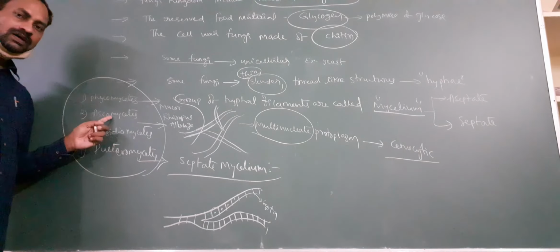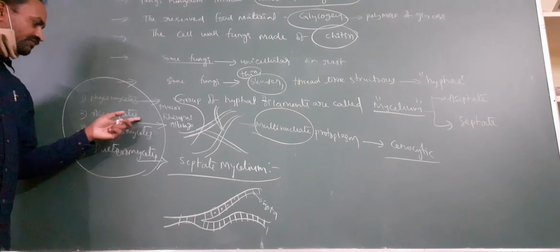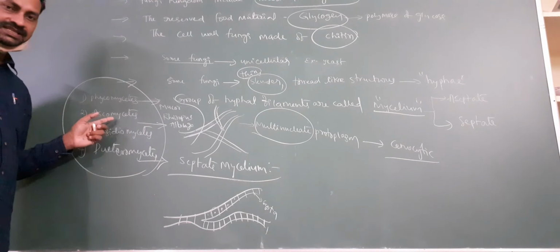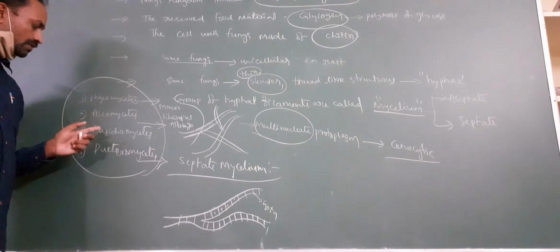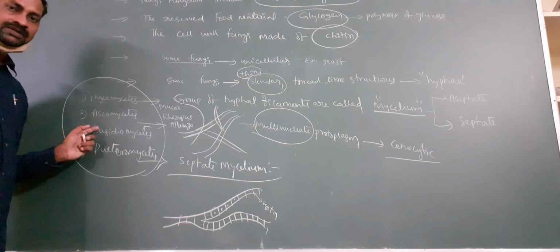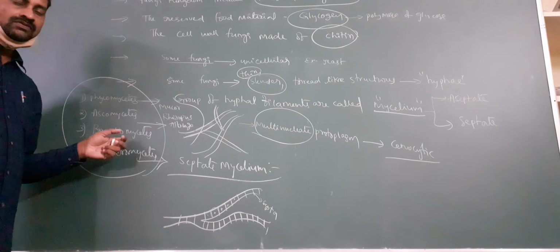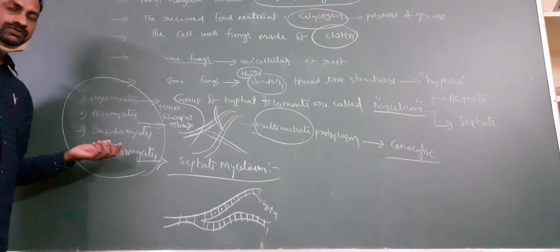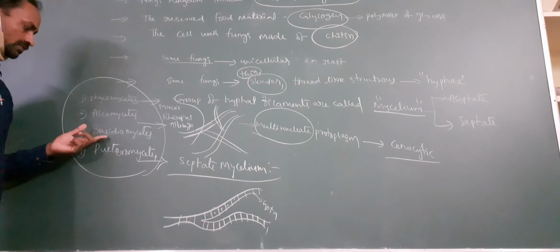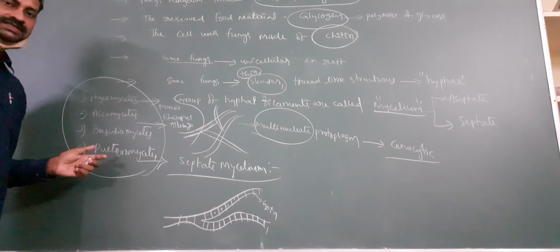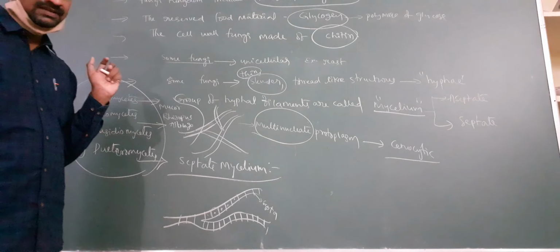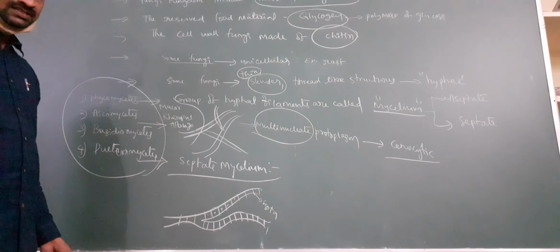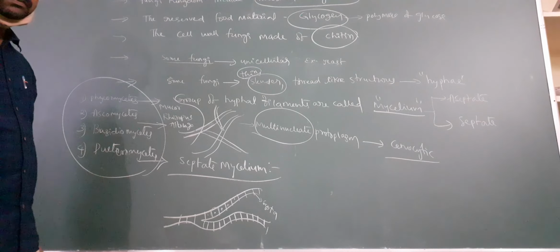And Ascomycetes: Penicillium belongs to Ascomycetes. From these Ascomycetes members, we have isolated antibiotics, for example penicillin. Basidiomycetes are also called bracket fungi, mushrooms. You might have heard the name mushrooms. Deuteromycetes fungi are called imperfect fungi. Why? Because we cannot find sexual reproduction in the members of Deuteromycetes. That is why they are called imperfect fungi.